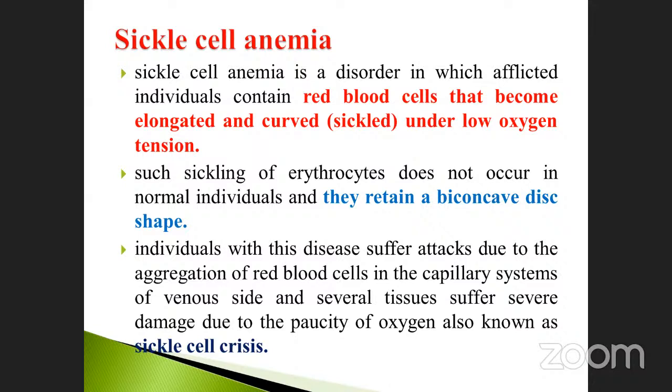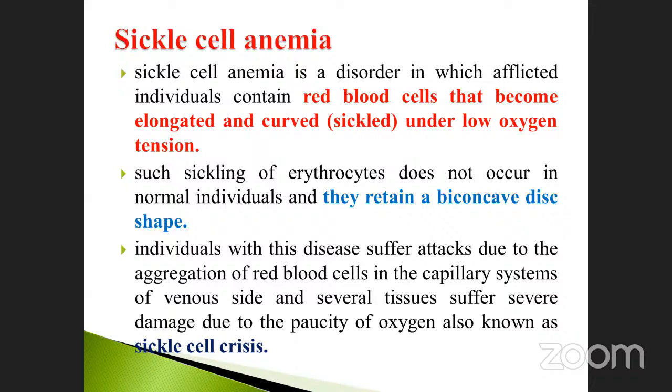Okay, such sickling of erythrocytes does not occur in the normal individual, and they retain a biconcave disc shape. An individual with this disease suffers attacks due to the aggregation of red blood cells in the capillary system of the venous side, and several tissues suffer severe damage. How will it happen?